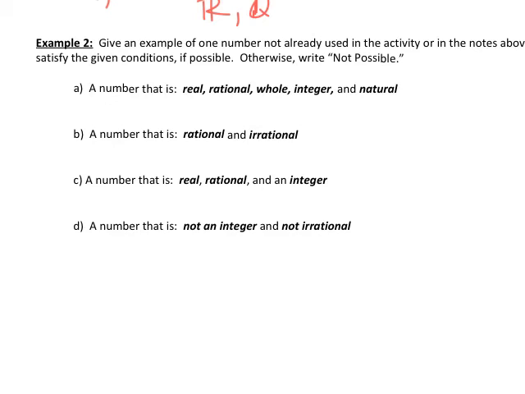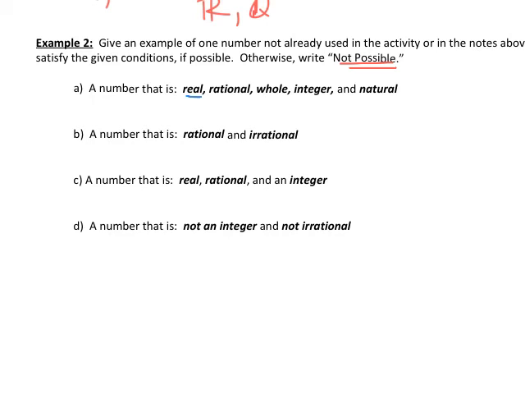The final example that we have here on our notes today says, give an example of one number not already used in the activity or in the notes to satisfy the given conditions, if possible. Otherwise, I want you to write not possible. So for part A, it says, give a number that is real, that is rational, that is whole, that is an integer, and is a natural number.